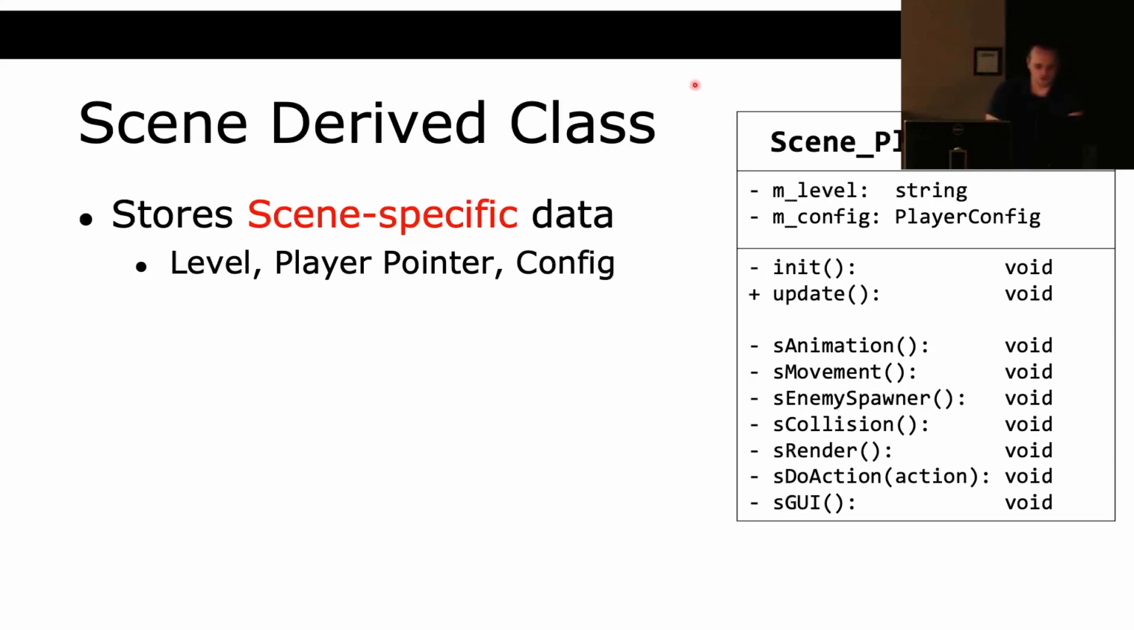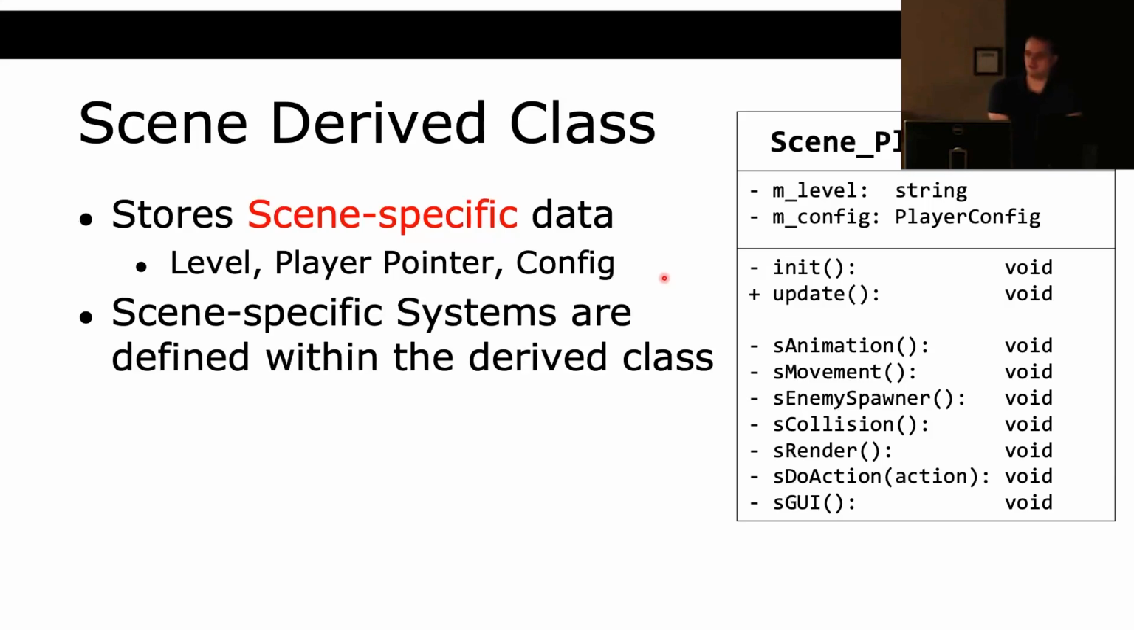The scene derived class, for example, scene play, is going to inherit from scene, but that may just be like, this is the Mario running around scene, this is the menu scene. It's going to hold all the things that are specific only to that scene. So maybe the level that we're currently playing on, maybe the player pointer, maybe the configuration specific to that scene, etc. And the scene-specific systems are defined within the derived class, right?